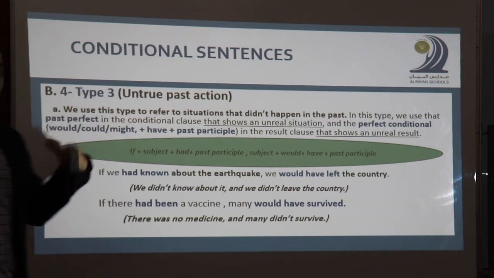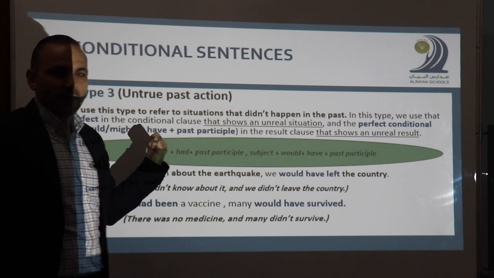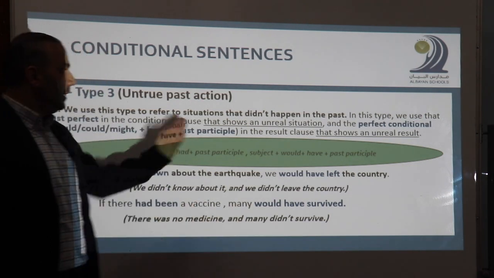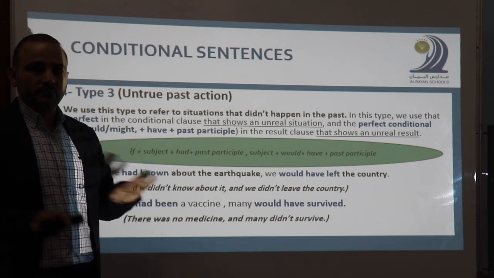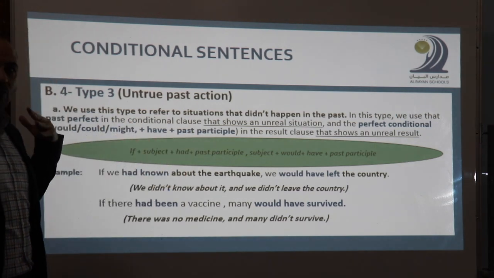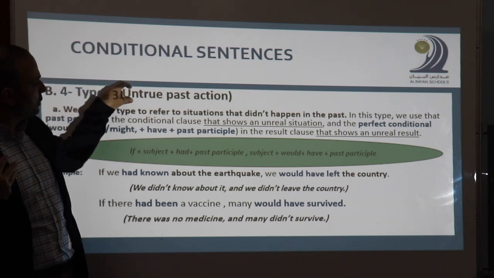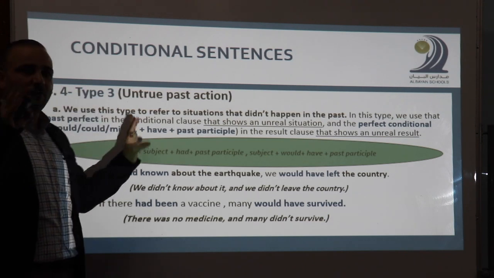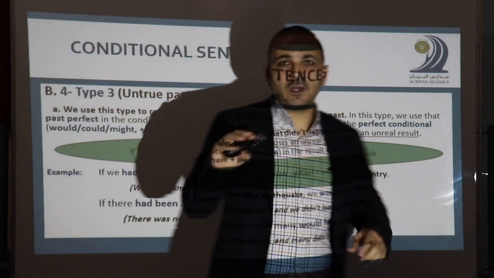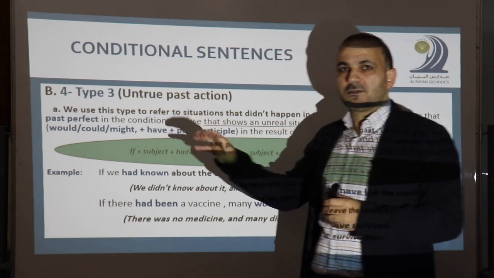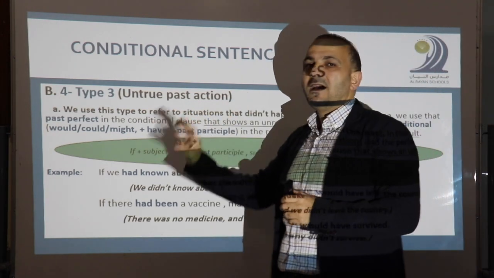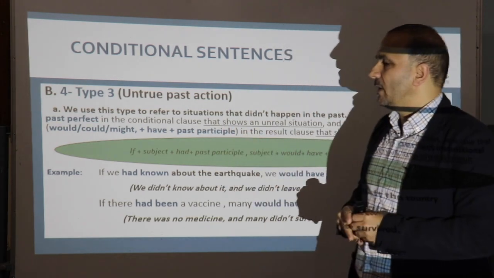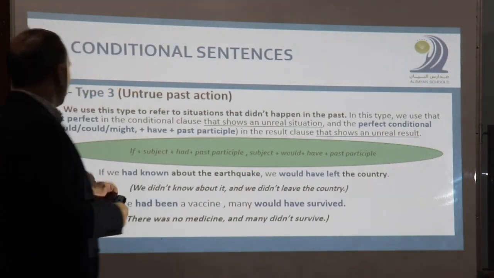Didn't happen. As we said in type 2, it is not real in the present. I'm talking about something not real in the present. Here I'm talking about something unreal in the past. I used the word untrue here just to differentiate between unreal and untrue. Unreal is for the present situation, type 2; untrue is for past actions, just to differentiate it from type 2. Okay, what do you mean by those past actions? Actions that never happened, or didn't happen.